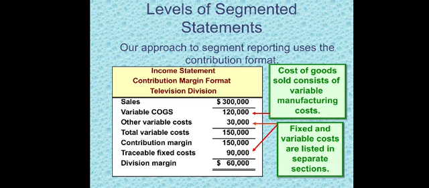So in the green box, you can see the cost of goods sold consists of variable manufacturing costs. So fixed and variable costs are listed in separate sections. So I think you have seen this format before. I have explained to you about the contribution margin format income statement. You have to separate the variable cost, and then another one is the fixed cost. Okay, let's see.